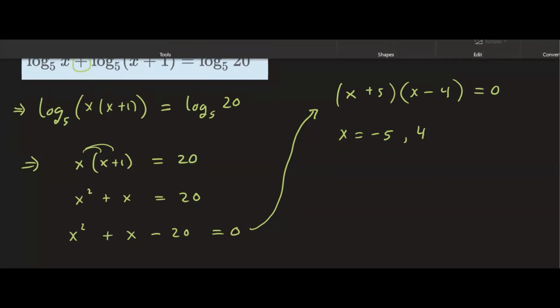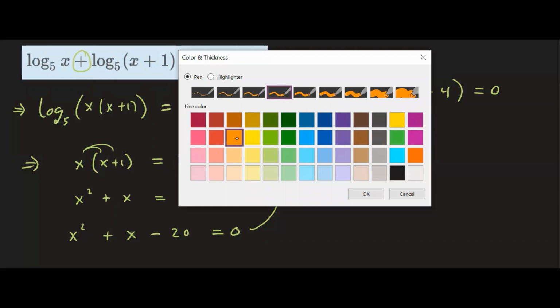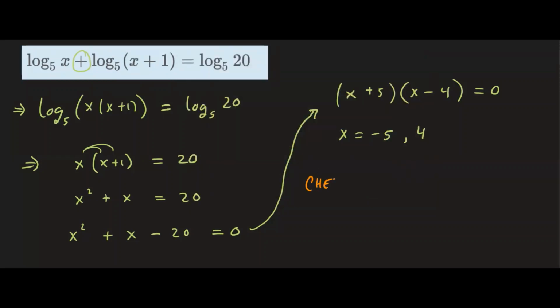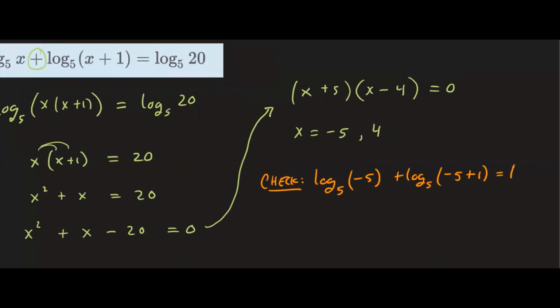So let's go ahead and do the check for each of the x values we got. Plug into the original, so we have log base 5 of negative 5 plus log base 5 of negative 5 plus 1 equals log base 5 of 20. Now, of course, after this you can stop, because you cannot have a negative input inside the logarithm, so this wouldn't work. So this is a no. This is not a solution.